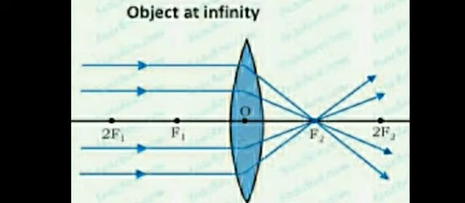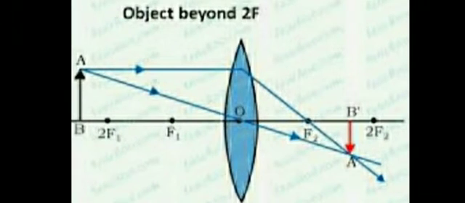So we say when the object is placed at infinity, in case of convex lens, the image will be formed at focus, diminished in size, real and inverted. Now, second case, when the object is placed beyond 2f1.